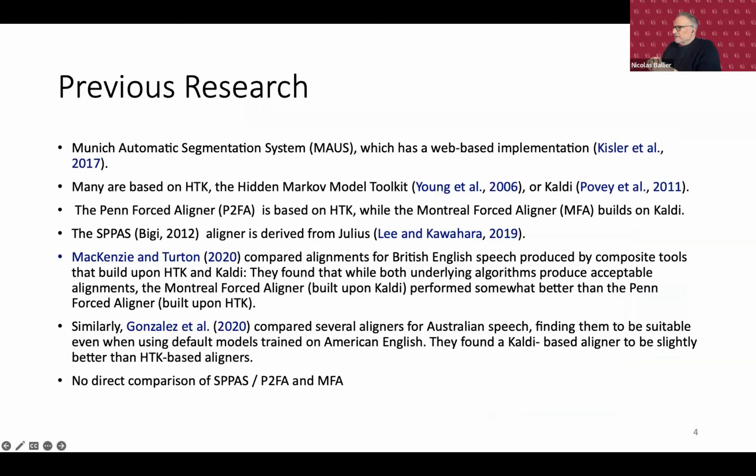So a certain amount of research has been dedicated to ASR. Anicia just mentioned the Munich automatic segmentation system, which also has a web-based implementation. The underlying technologies are different, and our study, in a way, allows us to deal with three aligners: the Penn Forced Aligner, which is based on HTK, the Montreal Forced Aligner, which is based on Kaldi, and SPPAS, which uses an aligner derived from Julius. And there's been a certain number of inter-aligner comparisons, but to the best of our knowledge, not for the three aligners that are at the core of our systems.